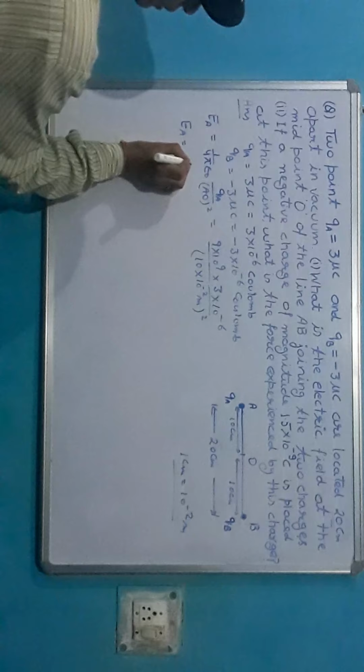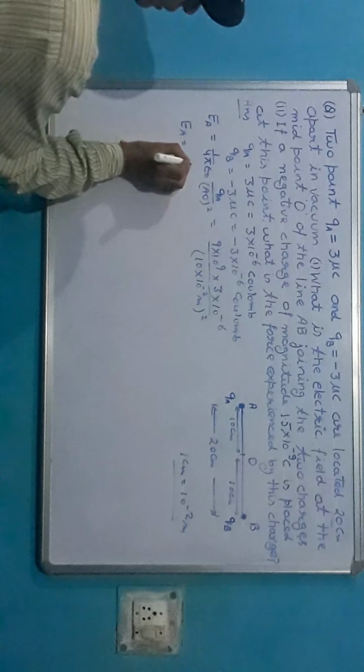Okay, so what I have done, I just put the values of 1 upon 4 pi epsilon 0, 9 into 10 to the power 9, QA 3 into 10 to the power minus 6 coulomb, and AO, you can see, 10 centimeter. We convert 10 centimeter into meter. Actually you know that 1 centimeter is equal to 10 to the power minus 2 meter. That's why I have multiplied here. Okay, now I am going to solve it.